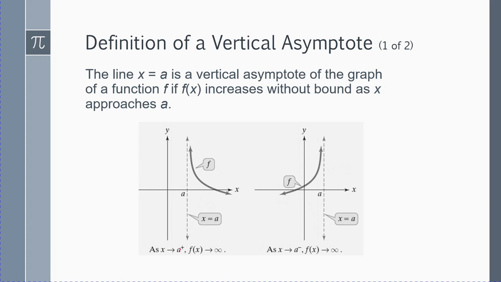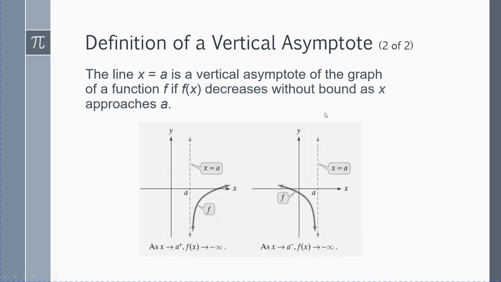So what do these things here mean? This is saying as x approaches a from above, this plus means from the plus side, the graph goes towards infinity. As x approaches a from below, that's what that negative means, the function f of x goes up to positive infinity here. And it's just the flip side here. As x approaches a from above, the graph is going to go down to negative infinity. And as x approaches a from below, you're going to go down this way.